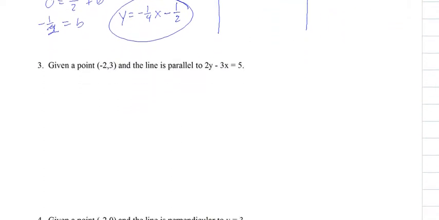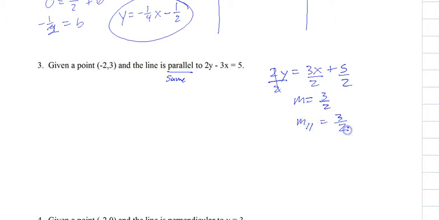Alright, let's try another. So if it says parallel, parallel means same. So let's find our slope. Add the 3x over. Divide by 2. And there is our slope, 3/2. And so the slope of the parallel would also be 3/2.